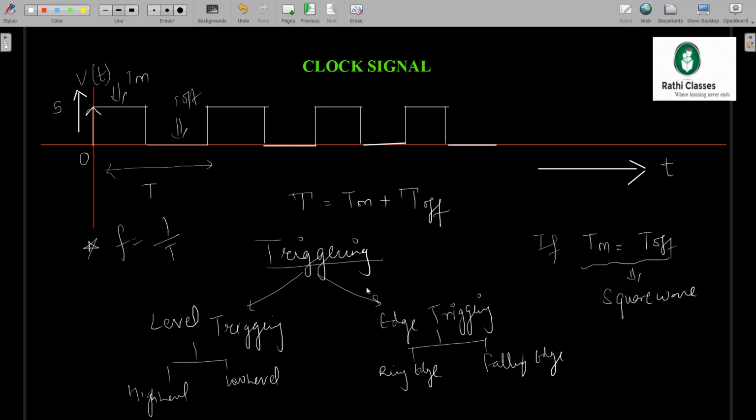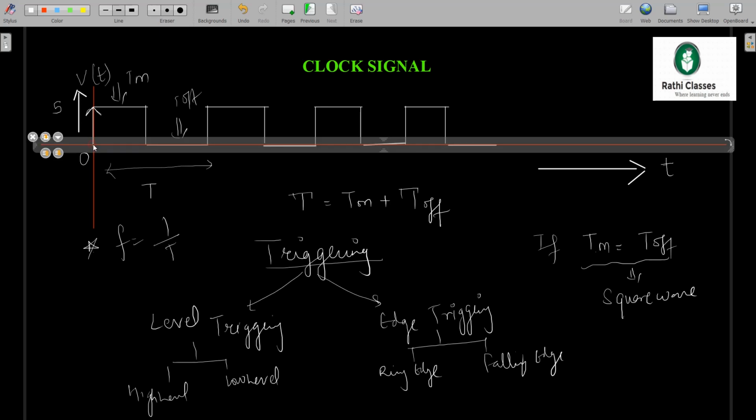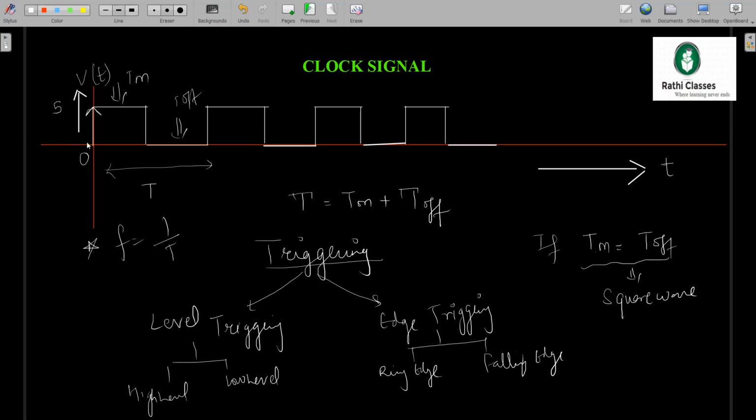Whereas in edge triggering, if the clock is rising, as you can see from here, going from 0 to 5, it is considered a rising edge, while in a falling edge, the clock is going from 5 to 0. This period is considered the falling edge. So this is all about the clock signal.